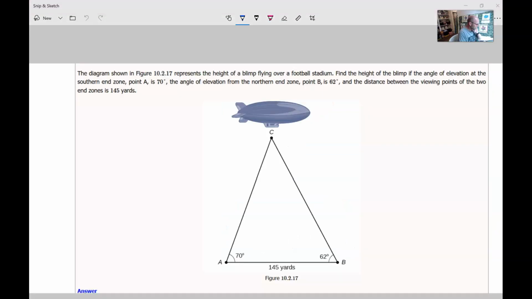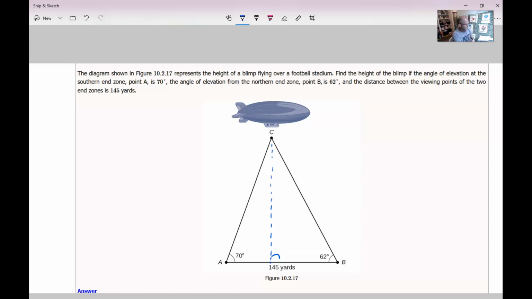So here's a problem involving a blimp. It represents the height of a blimp flying over a football stadium. Find the height of the blimp, which would be a perpendicular distance. If the angle of elevation of the southern end zone, point A, is 70 degrees, and the angle of elevation from the northern end zone, point B, is 62 degrees, and the distance between the viewing points of the two end zones is 145 yards.